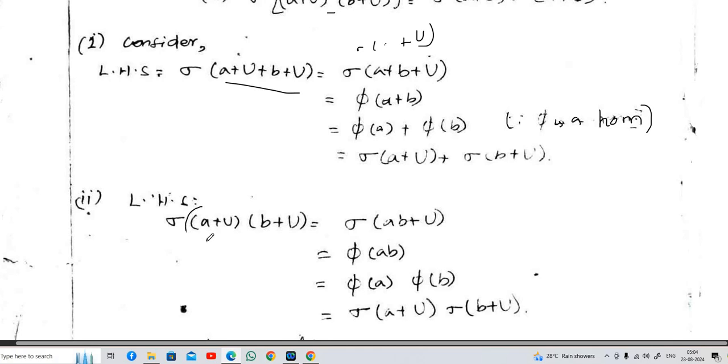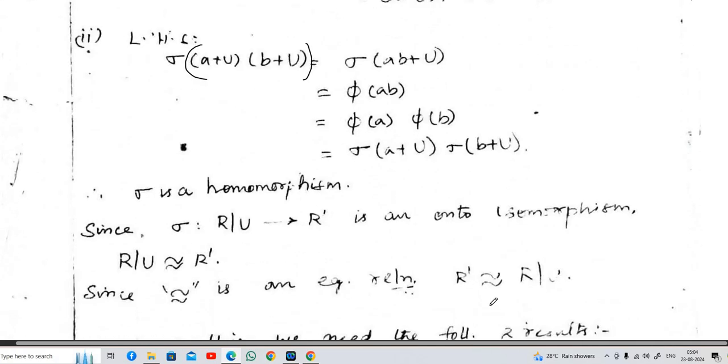In the same way, for sigma of (A plus U) into (B plus U), again it should be written in this form, only then sigma will function. But how do we get this from this? Because multiplication is defined this way in R mod U. And by the definition of sigma, this is phi of AB. But phi being a homomorphism, this is phi of A into phi of B. But this is the image of A plus U under sigma, and this is nothing but the image of B plus U under sigma. So sigma satisfies both the conditions, and therefore sigma is a homomorphism.